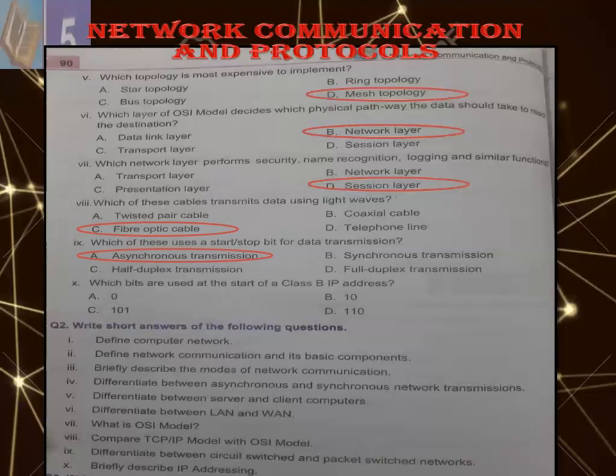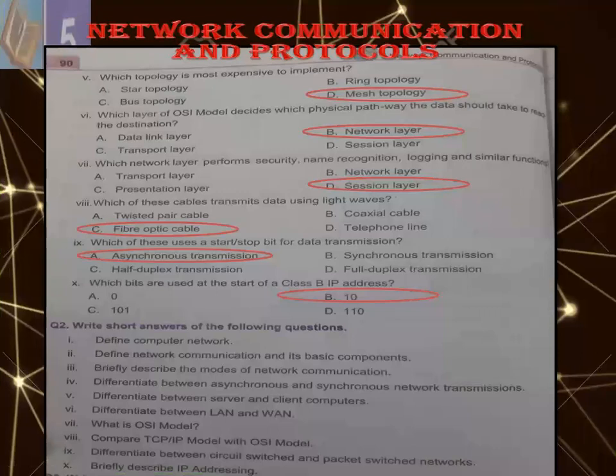Which bits are used at the start of a class B IP address? Students, do you remember? What is the class B range? Here we have 0, 10, 110, and 1110. The class B address starts with 10. 10 represents a class B IP address.